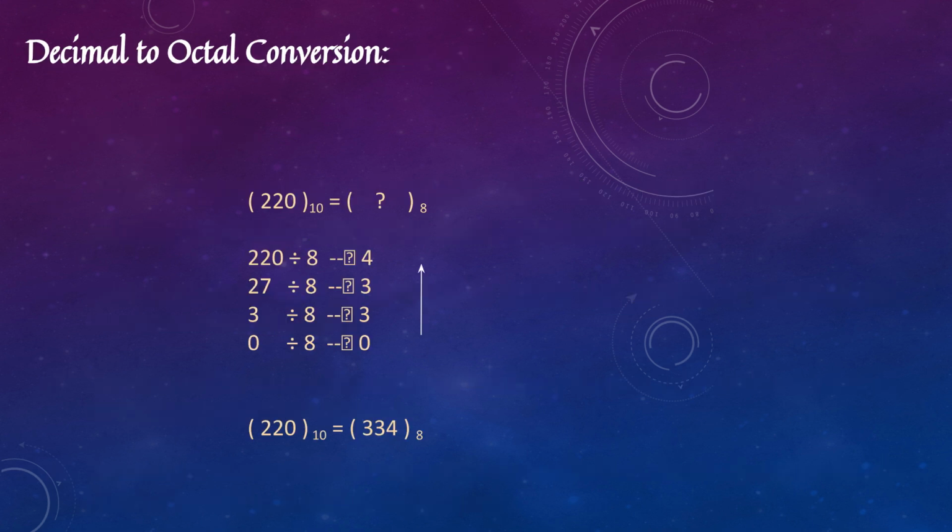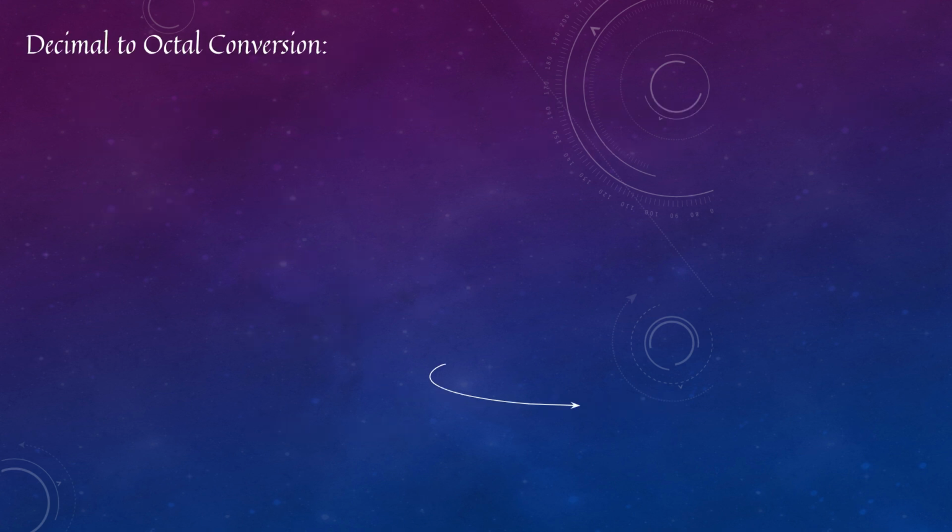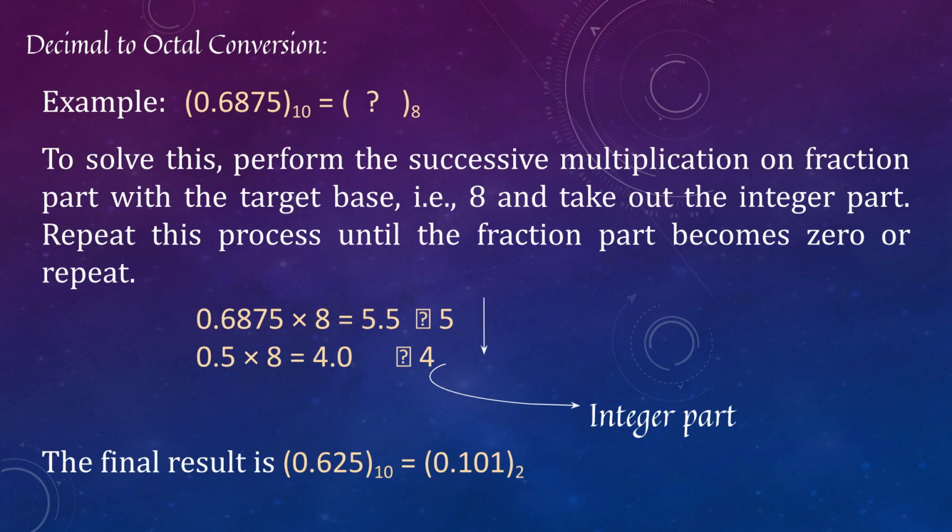For decimal to octal conversion, we use successive division by the target base, which is 8. We record the remainders from bottom to top. For example, converting 220 base 10 results in 334 base 8. To convert the fractional part of a decimal number to octal, we use successive multiplication of the fraction by the target base, 8. Take out the integer part and repeat until the fraction is 0, or repeats. The example shown here details the process.